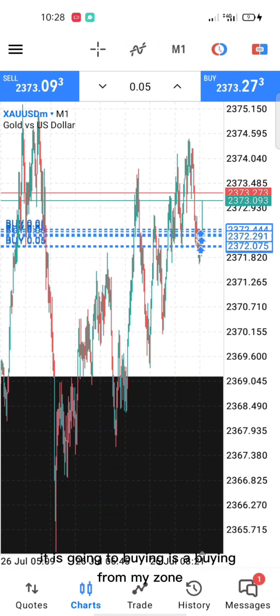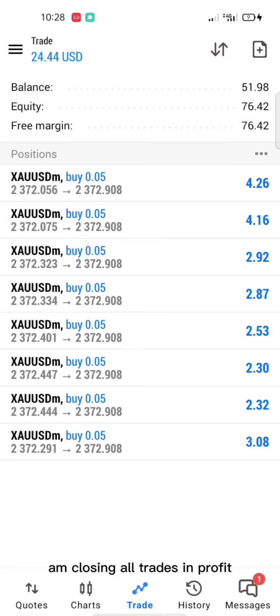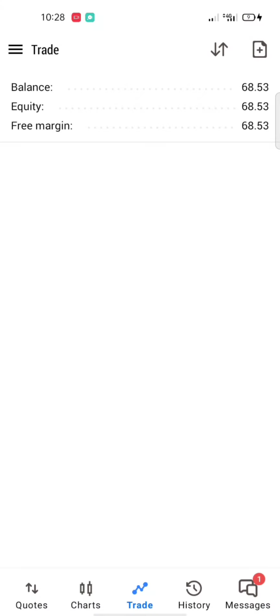The trade is currently buying up from my zone. So currently, at this very point, I'm closing out the trade in profit. We're currently up $68 point something.